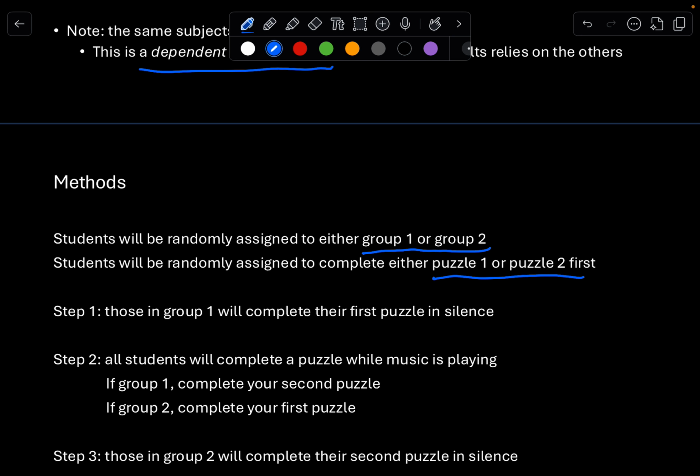If you have been randomly assigned group 1, so half the class will complete their first puzzle in silence. That's either going to be puzzle 1 or puzzle 2. And there will be a time limit, and you want to see how many words you find. Now, after group 1 does this, all students, so all 24 students, will complete a puzzle while music is playing. You're either going to complete your first puzzle or the second puzzle. So then this is step 2.